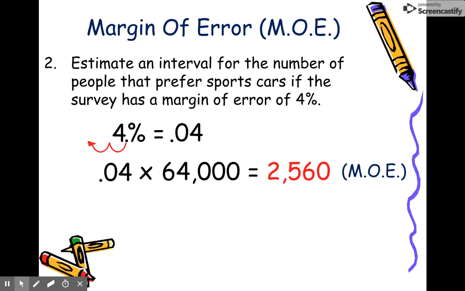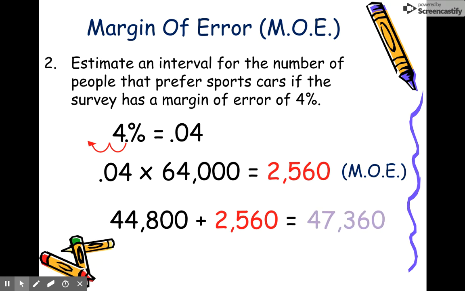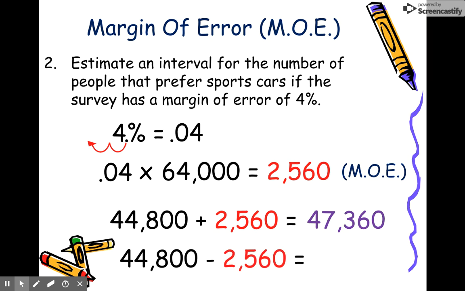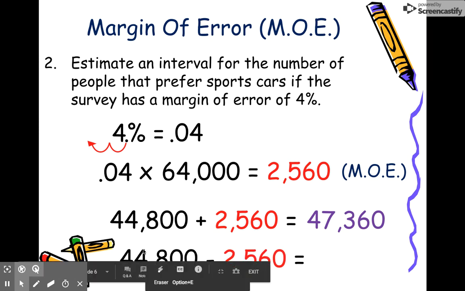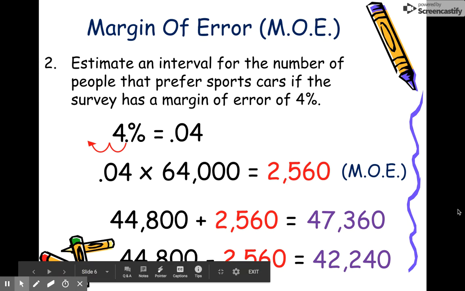So the next step, step 3, is to create an interval. We're going to take our prediction, which is what we found x to be in the first problem. We found that x was 44,800. We're going to add our margin of error to 44,800 and get 47,360. Then we are going to subtract our margin of error from what we had as x, so we would get 42,240.